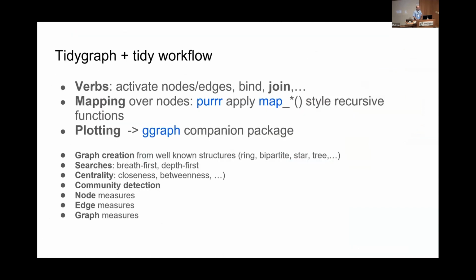Tidygraph also comes with a tidy workflow, right? Those verbs, join, bind, and the mapping. So no longer for loops. I could do elegant stuff with purrr, apply, map, style recursive, plotting with ggraph, and other functionalities.